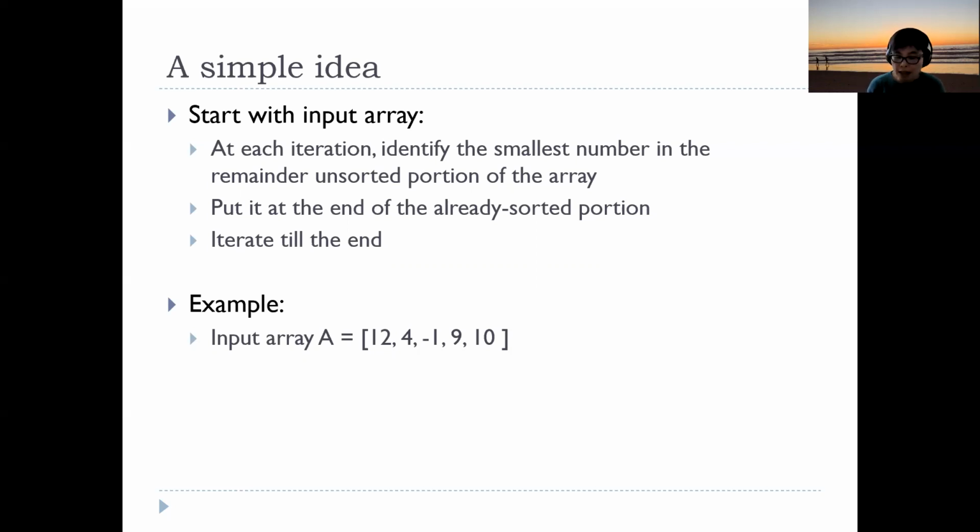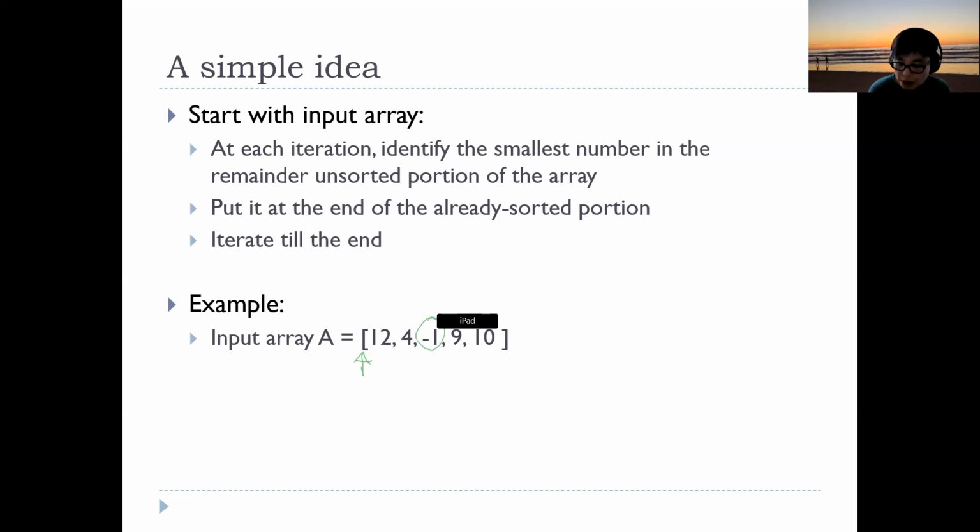Let's look at this example. What do I mean? In the first iteration, I'm going to maintain a pointer. This pointer here maintains where we are. The portion to the left of it is already sorted, and to the right it is not yet sorted. At the beginning we have nothing sorted, so the pointer is here. Then, in this unsorted portion, we identify the smallest one. We look through it and find the smallest number. In this case, the smallest number is -1.